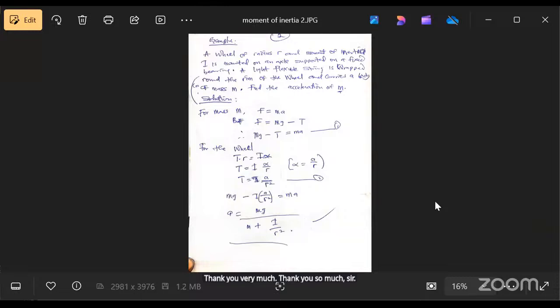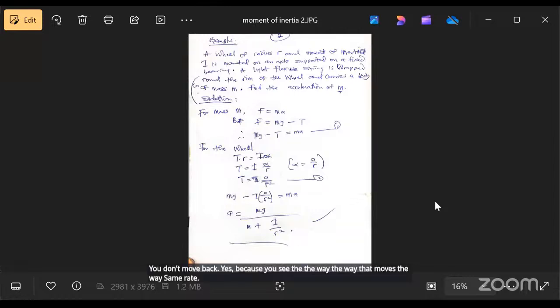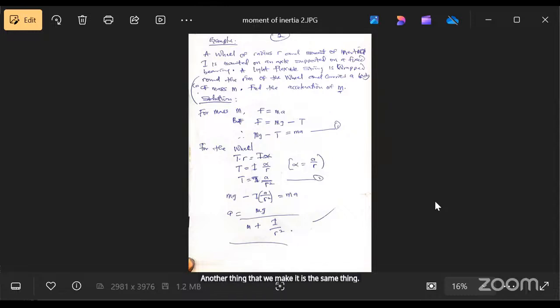Oh, yes, question. Sir, please, I just want to be sure. The acceleration of the body and the acceleration of the wheel, are they the same? Yes, because the wheel that moves moves at the same rate. That's the answer to your question.